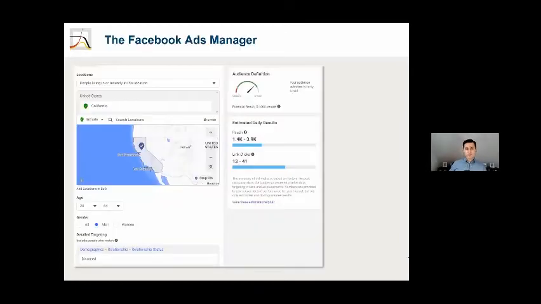Now, before I start with talking about the survey itself, I just want to give you a brief idea of the Facebook Ads Manager, because I think many people have heard about Facebook surveys or researchers using Facebook ads to target people for participating in a survey, but only few people will have actually seen what this Ads Manager or what these ads look like or how the process of creating an ad looks like.